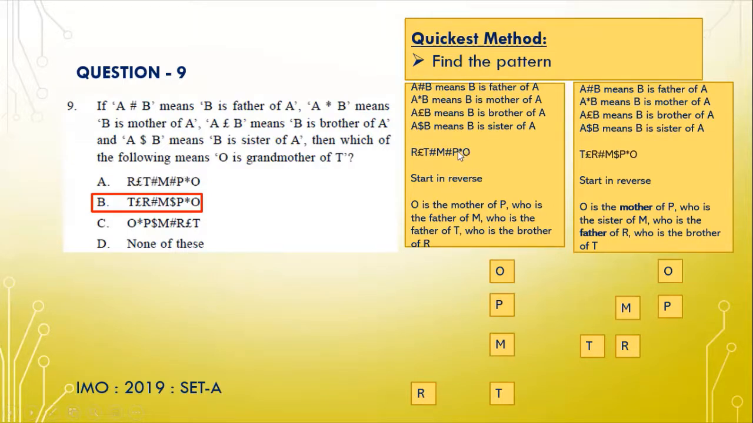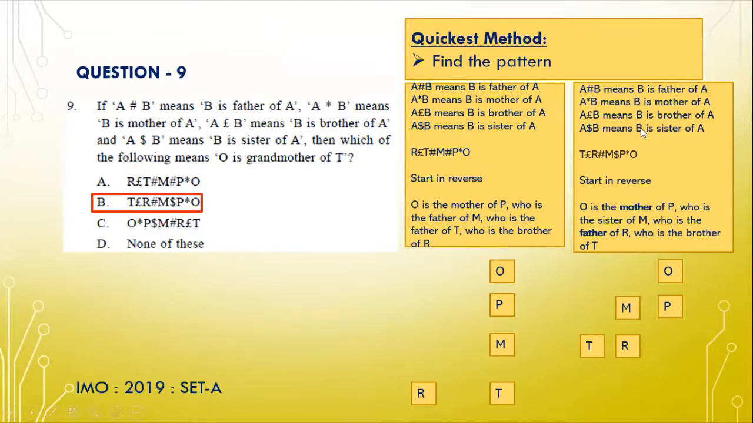O is the mother of P, who is the father of M, who is the father of T, who is the brother of R. So between T and O, how many generations? There are three generations, isn't it? So O cannot be the grandmother. O is the great grandmother. So this first option is wrong.